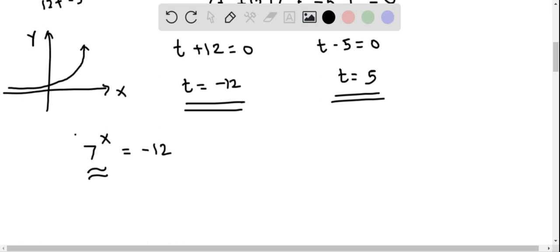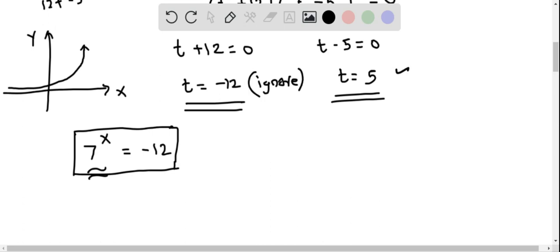And this means we cannot have any solution for this equation. That is, when t equals negative 12, we don't have any such values of x such that 7^x gives negative values for t. And that means we can ignore this value of t. Let's substitute t equal to 5 into the substitution. So we get 7^x equals 5. So clearly we can get some values of x, because 7^x is an increasing function.